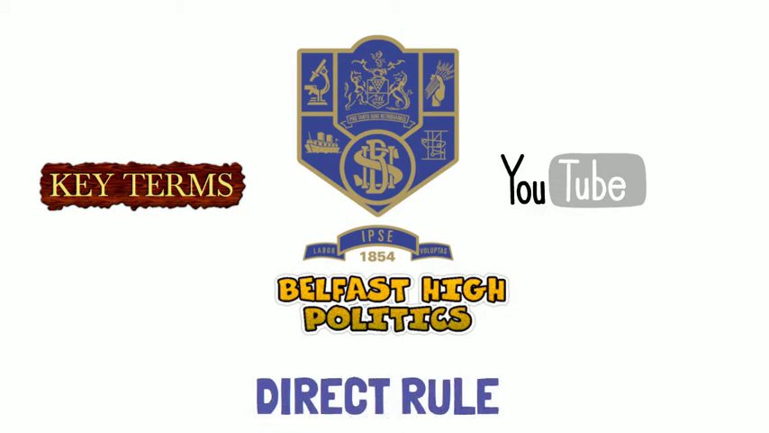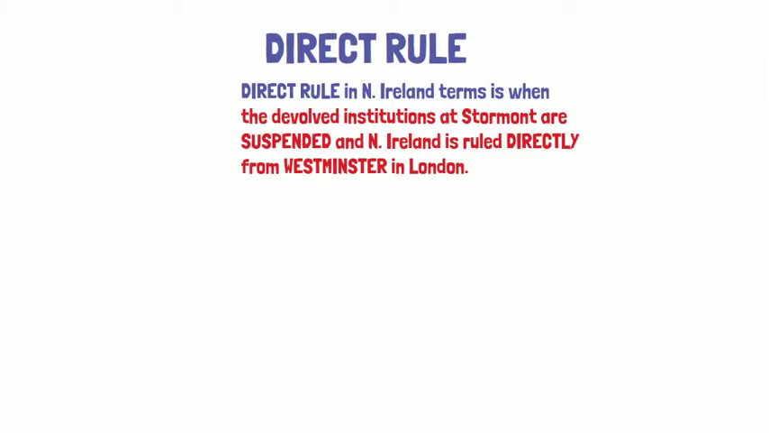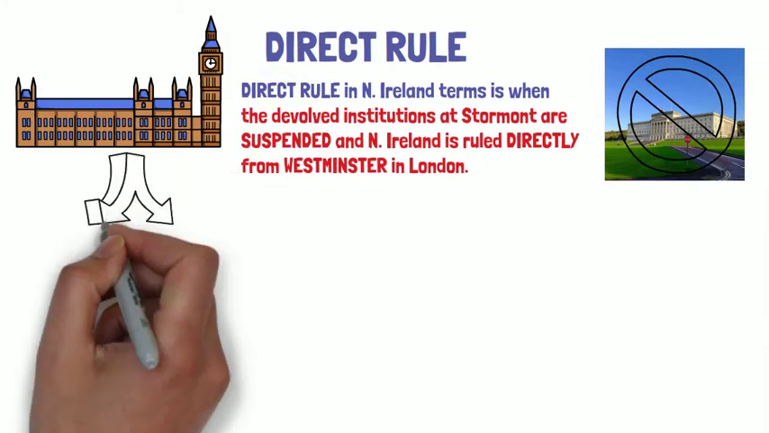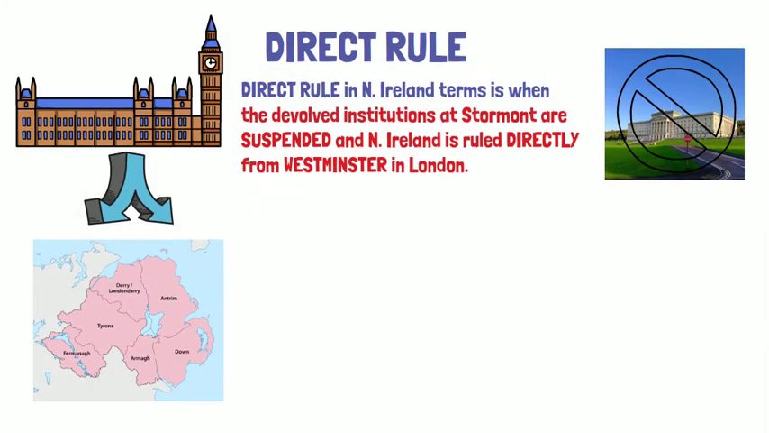This key term is direct rule. Direct rule in Northern Ireland terms simply refers to when the devolved institutions at Stormont, for example the Northern Ireland Assembly, are suspended and Northern Ireland is ruled directly from the Westminster Parliament in London.